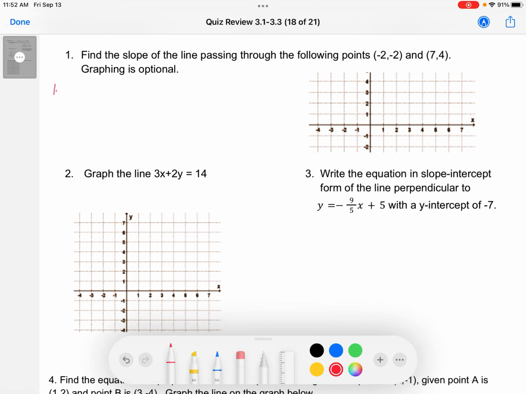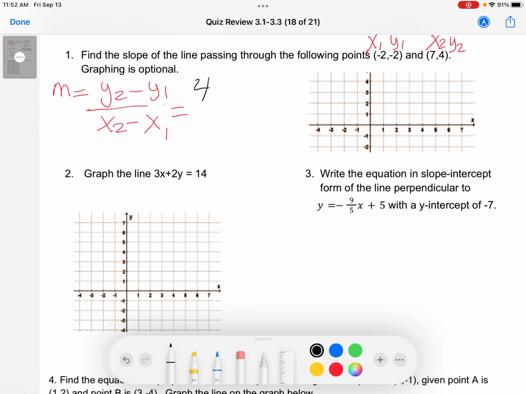So the equation for slope is m equals y2 minus y1 over x2 minus x1. That would be x1, y1, x2, y2. Let me erase this little marking there. I have a little extra something here that's kind of throwing everything off. So I'm going to go ahead and put my numbers in.